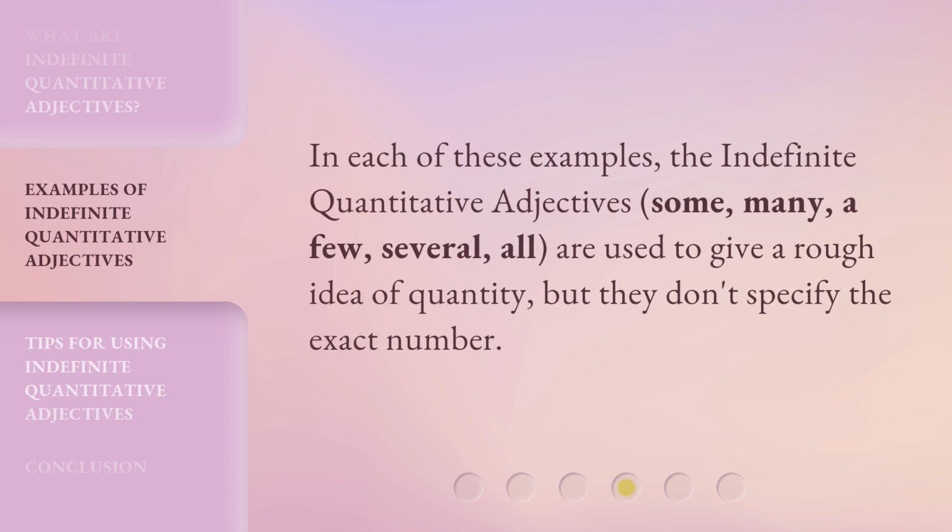In each of these examples, the indefinite quantitative adjectives, some, many, a few, several, all, are used to give a rough idea of quantity, but they don't specify the exact number.